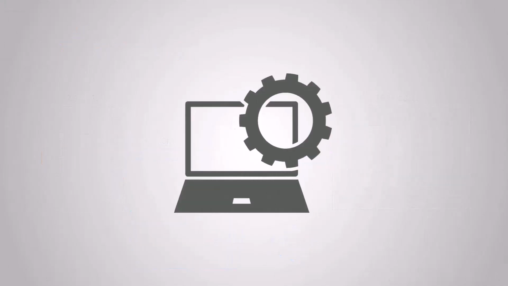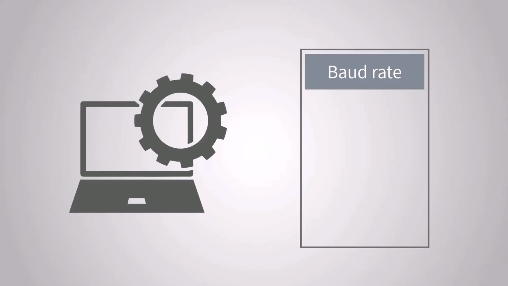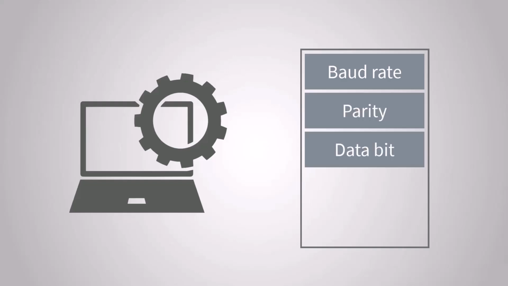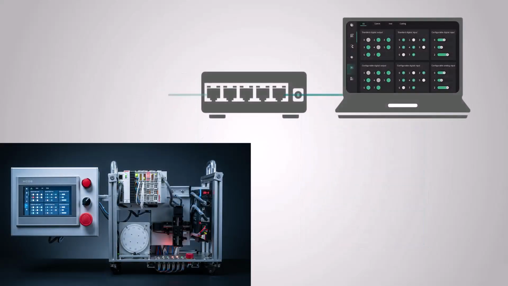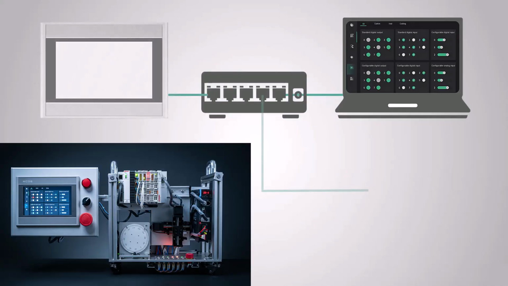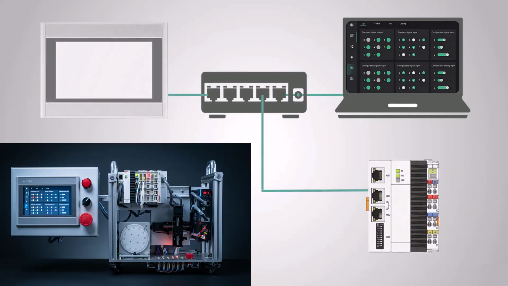After completing the physical wiring, move on to configuration. First, ensure identical communication parameters on both devices, matching baud rate, parity, data bits, stop bits, and slave ID. In the HMI development software, import or manually map PLC tags to the corresponding screen objects. Download the programs to both the PLC and HMI, then go online and monitor the communication status.